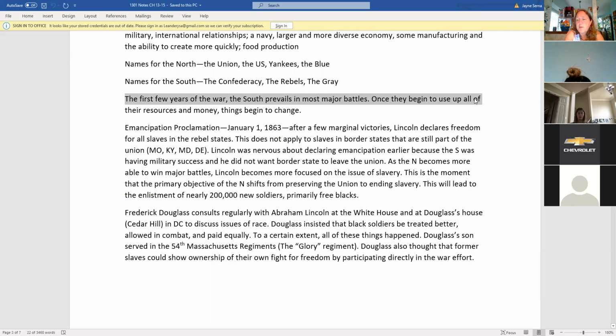South prevails in most major battles, but then they run out of stuff and they can't really resupply and they can't buy stuff from foreign countries and they can't export their cotton. So dang, they're in trouble. So that's when they're going to start drafting more and confiscating, and we'll talk about that later. So the soldiers will just go through people's plantations and just take the stuff they want. And the South ends up really impoverished, and Southerners will start to abandon the military because they want to go home and protect their families and their farms, that sort of thing. So it's messy, messy, messy stuff.